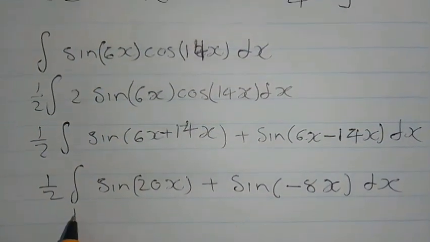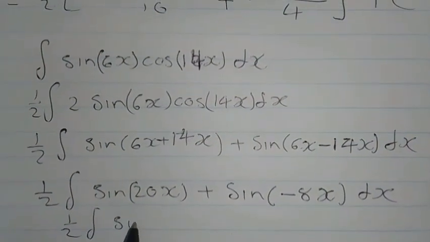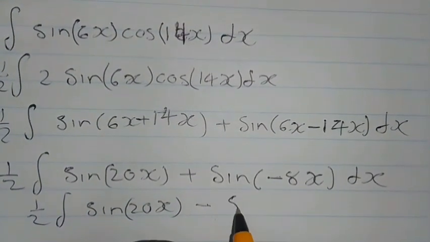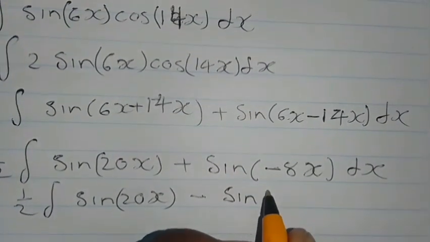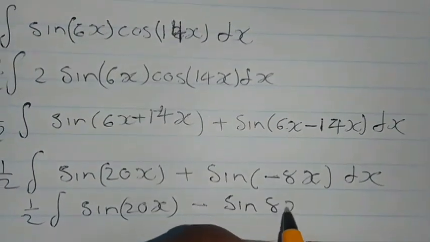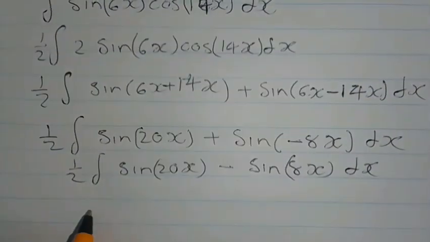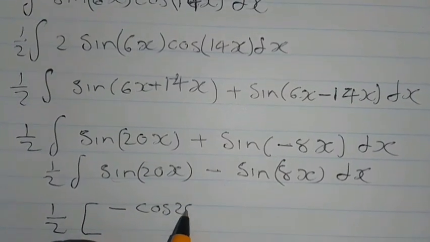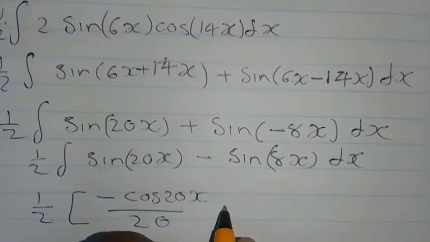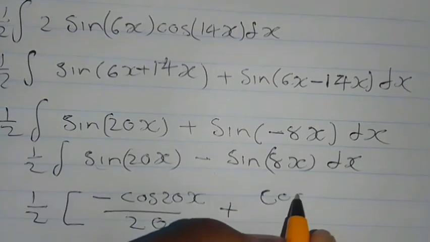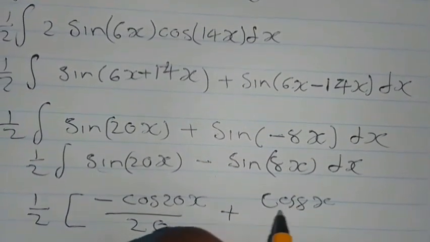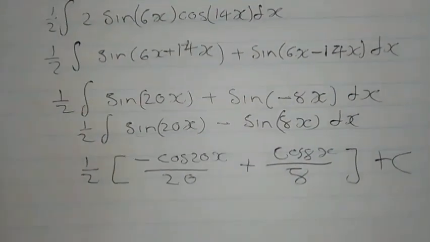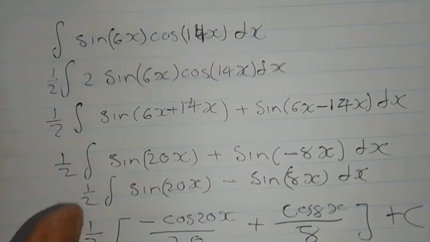Then you can say this is half the integral of sine 20x minus, since it's a negative angle, sine 8x dx. With the half outside, you can integrate. This one will be minus cos 20x over 20, and this will be plus cos 8x over 8. Then you add a constant on the outside. So that's how you can solve this one.